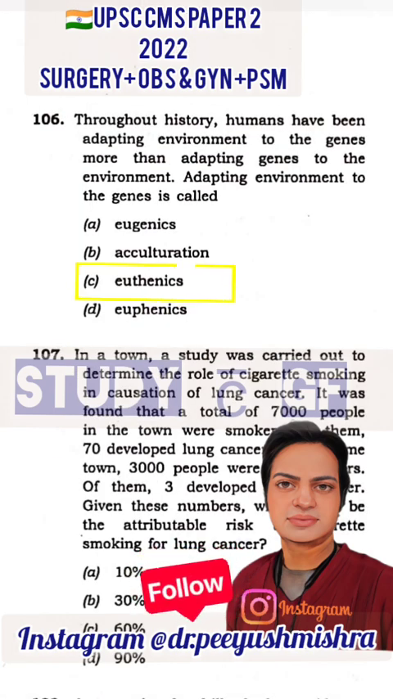Throughout history, humans have been adapting environment to the genes more than adapting genes to the environment. Adapting environment to the genes is called eugenics.